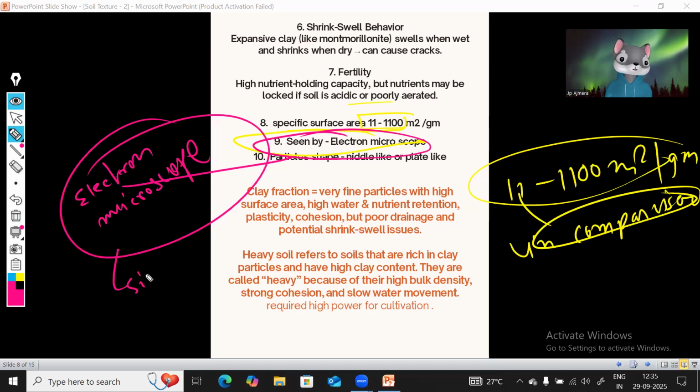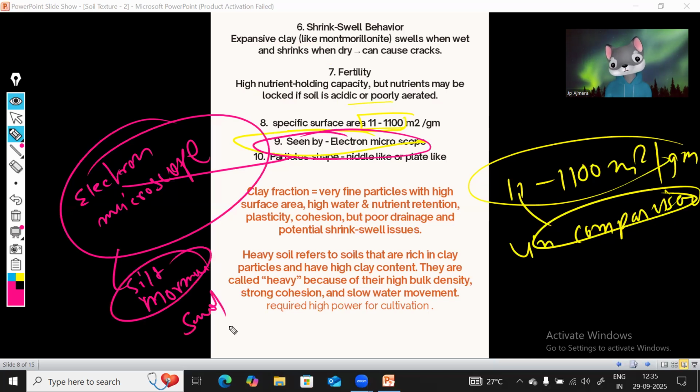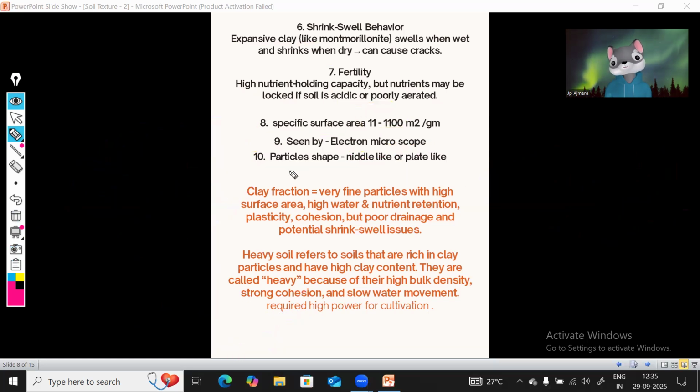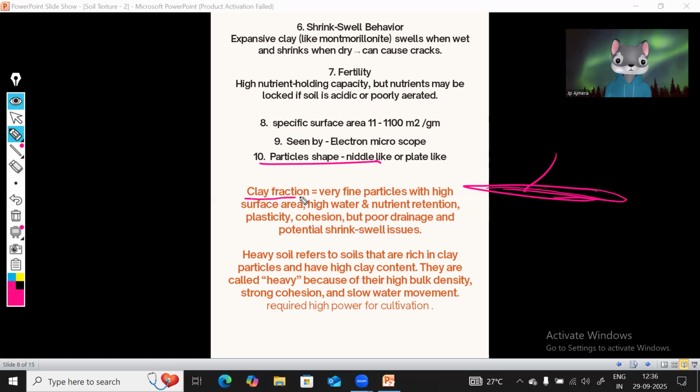It was seen by a normal microscope, same by types. But in this case, it's seen by an electron microscope. So particles like ideal, how does this look, left or ideal, like this is about the point. Right. Clay fraction. In short, what is the summary?